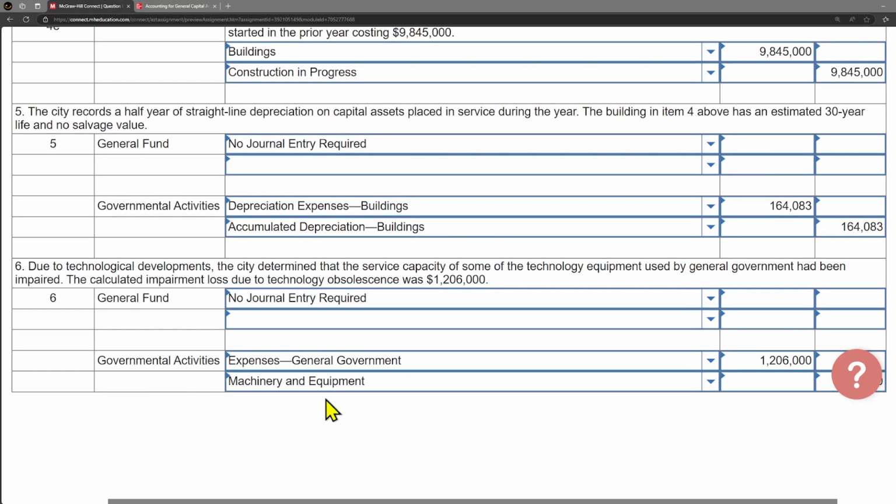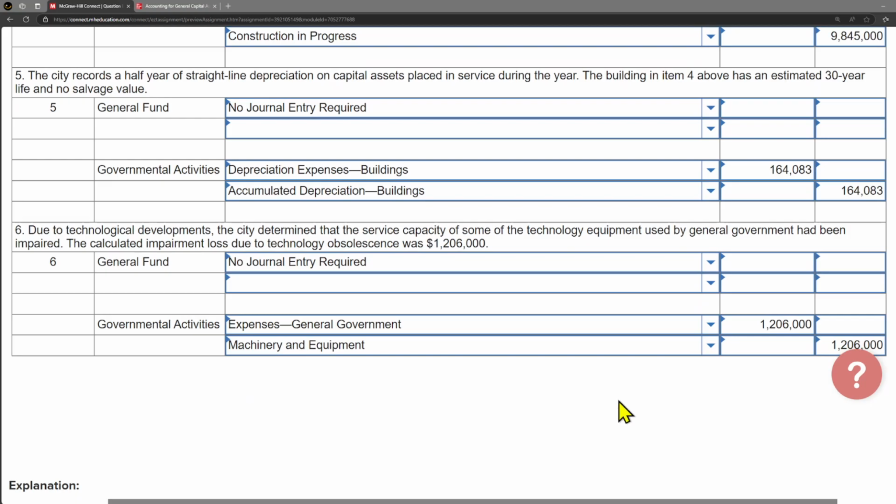But the governmental activity will be an impairment of the 1206. So we'll expense it, and the machinery and equipment will be credited, will be reduced by that amount of obsolescence.